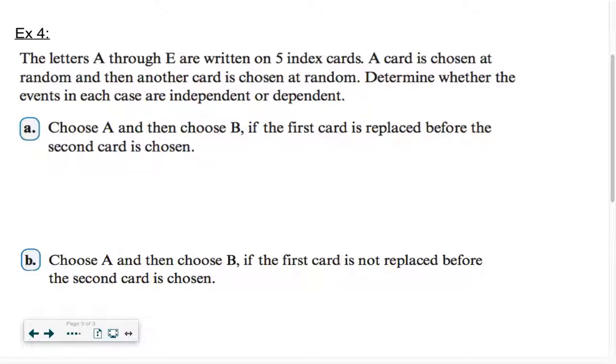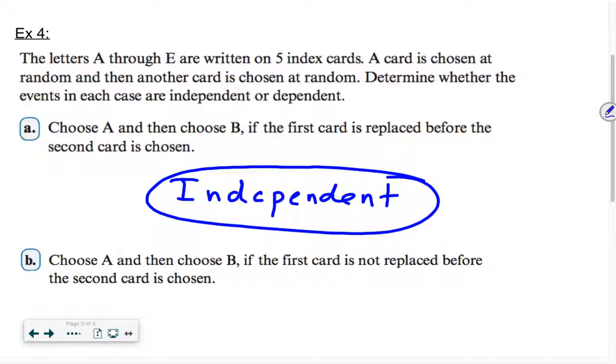So for part A, we're going to choose A, and then we're going to choose B if the first card is going to be replaced before the second card is chosen. So imagine, if you will, we have our 5 cards. We're going to choose one. We're going to look at the letter, but then we're going to replace it before we pick the second one. So the question becomes, does it really matter what we chose for the first one? No. As long as we put that card back into the deck, we're still going to have it available to us for the second pick. So this is a case where it's an independent event, simply because we're replacing the card back into the deck.